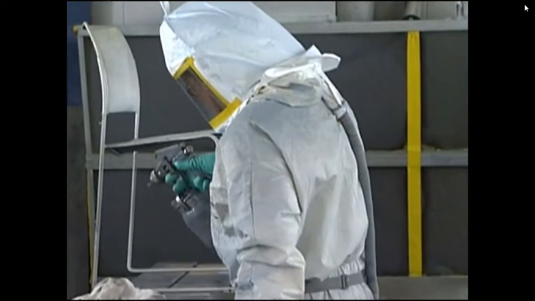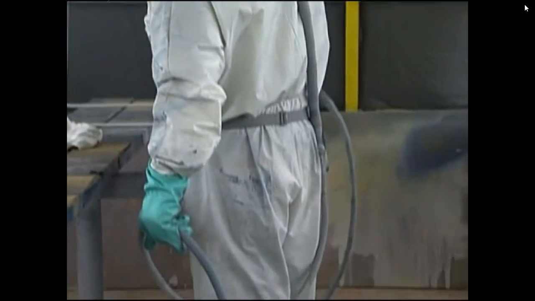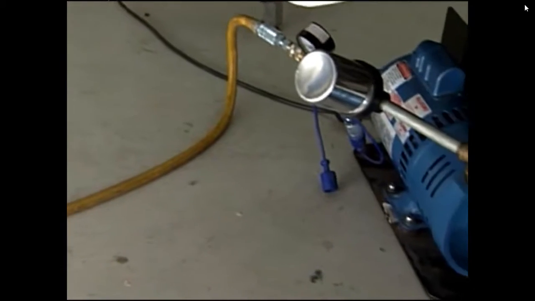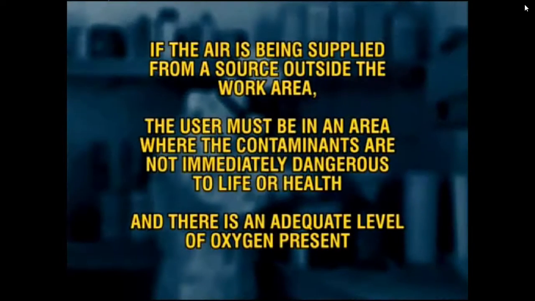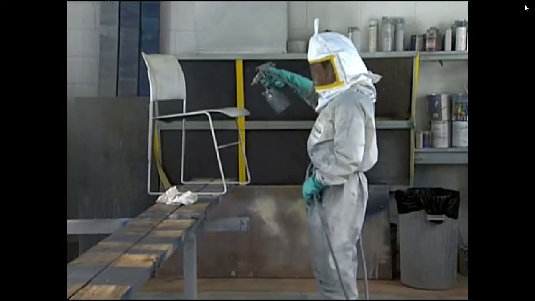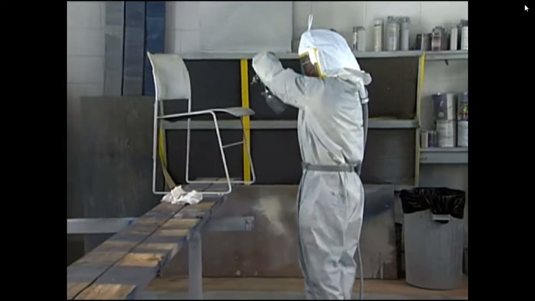Supplied air respirators take their air from a source outside the work area, or from a compressed air cylinder worn by the user. The key point being that the air supplied is independent from the air in the work area. If the air is being supplied from a source outside the work area, the user must be in an area where the contaminants are not immediately dangerous to life or health, and there is an adequate level of oxygen present. The reason for this is to prevent an immediate problem should the wearer become isolated from the controlled air supply.